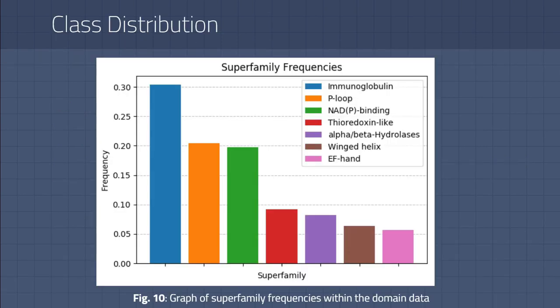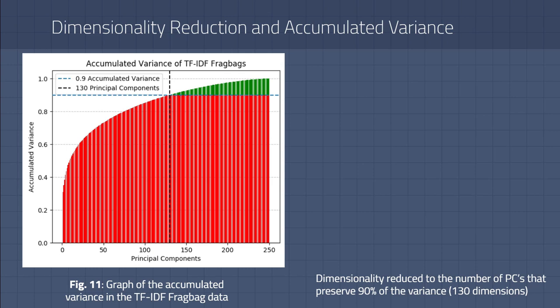This graph shows the distribution of the families along the data. As we can see, we are dealing with an imbalanced problem where the 3 main classes made up 70% of the entire dataset. The graph on the left shows the accumulated variance over the principal components. To preserve 90% of the variance, we reduce our features to 130.